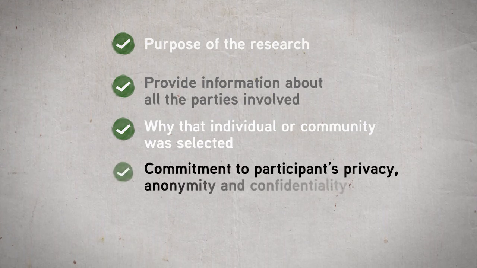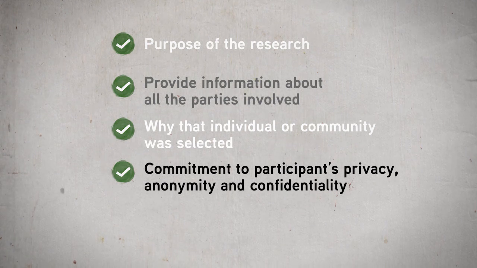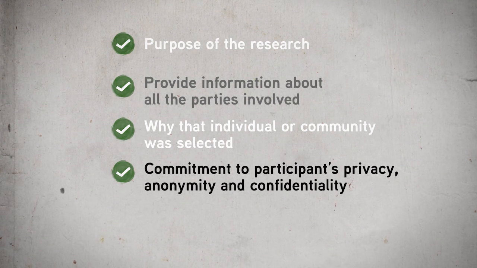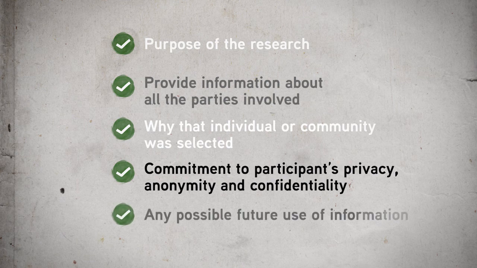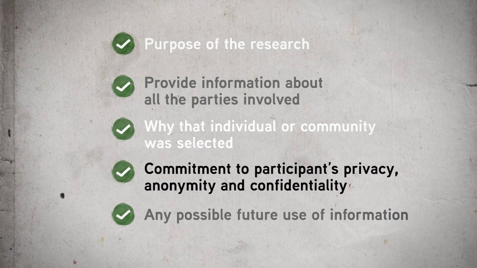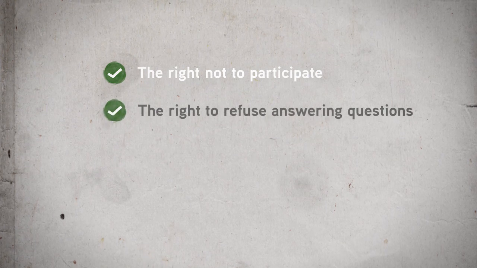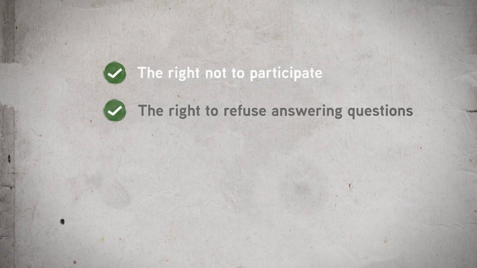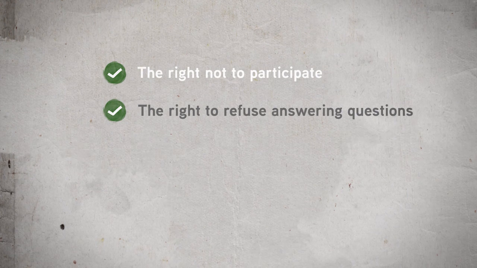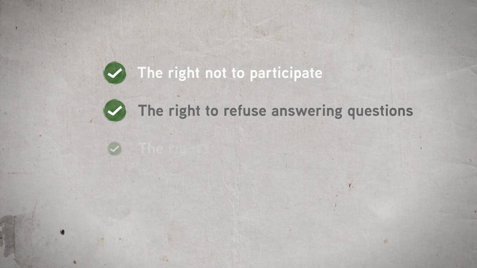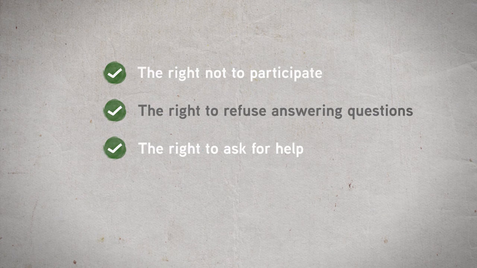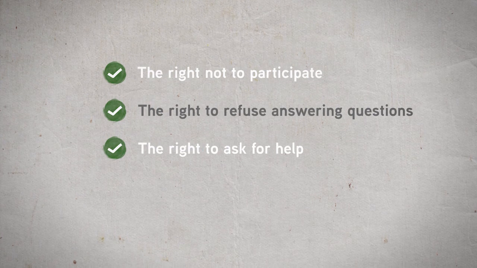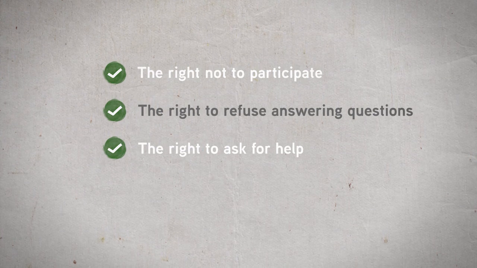Indicate how you and FNIGC are committed to the participants' privacy, anonymity, and confidentiality, including any possible future use of information. Make sure they understand that every participant has the right not to participate and withdraw if they wish to do so, and the right to refuse answering questions, even after they've previously given their full consent. If they feel uncomfortable or need assistance for any reason, they also have the right to ask for help, which means you, the interviewer, should try your best to provide that help.